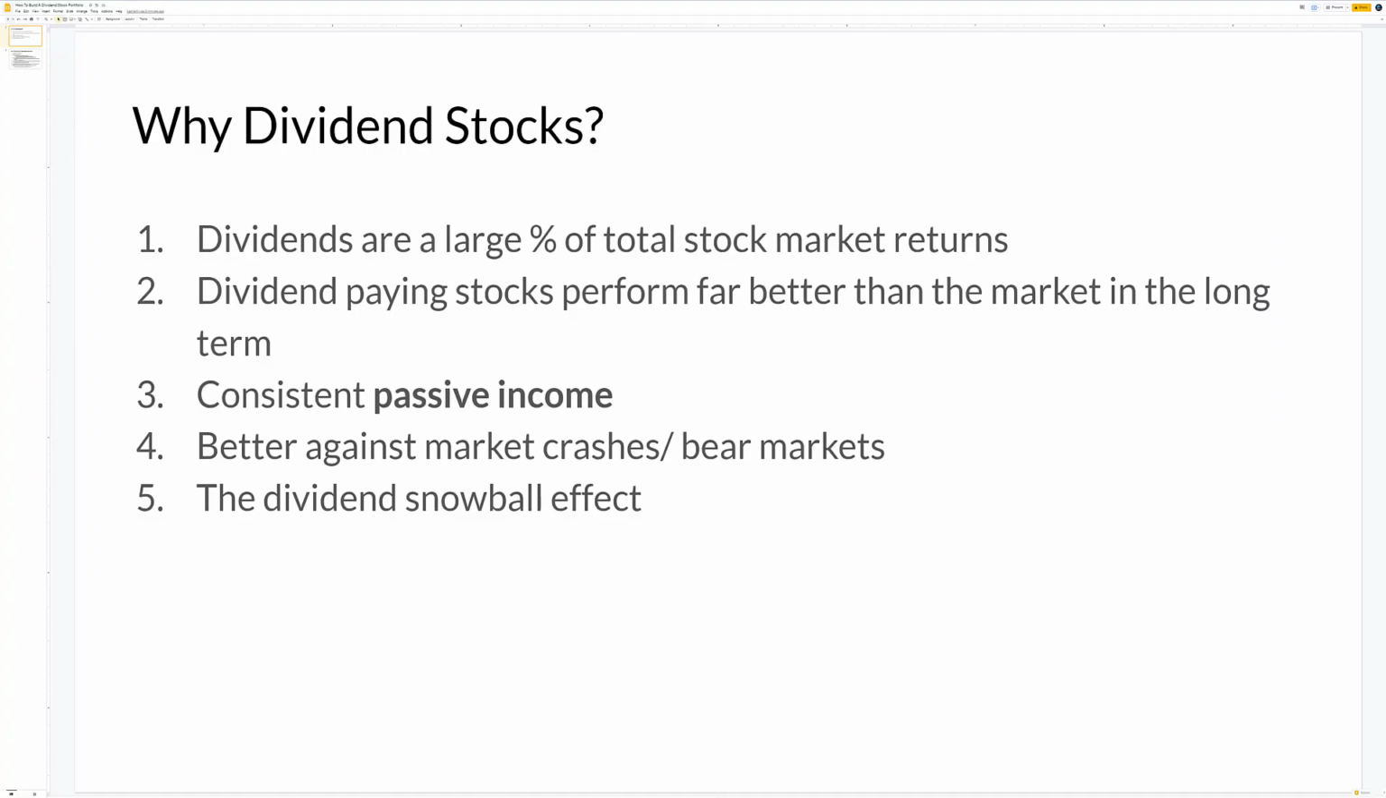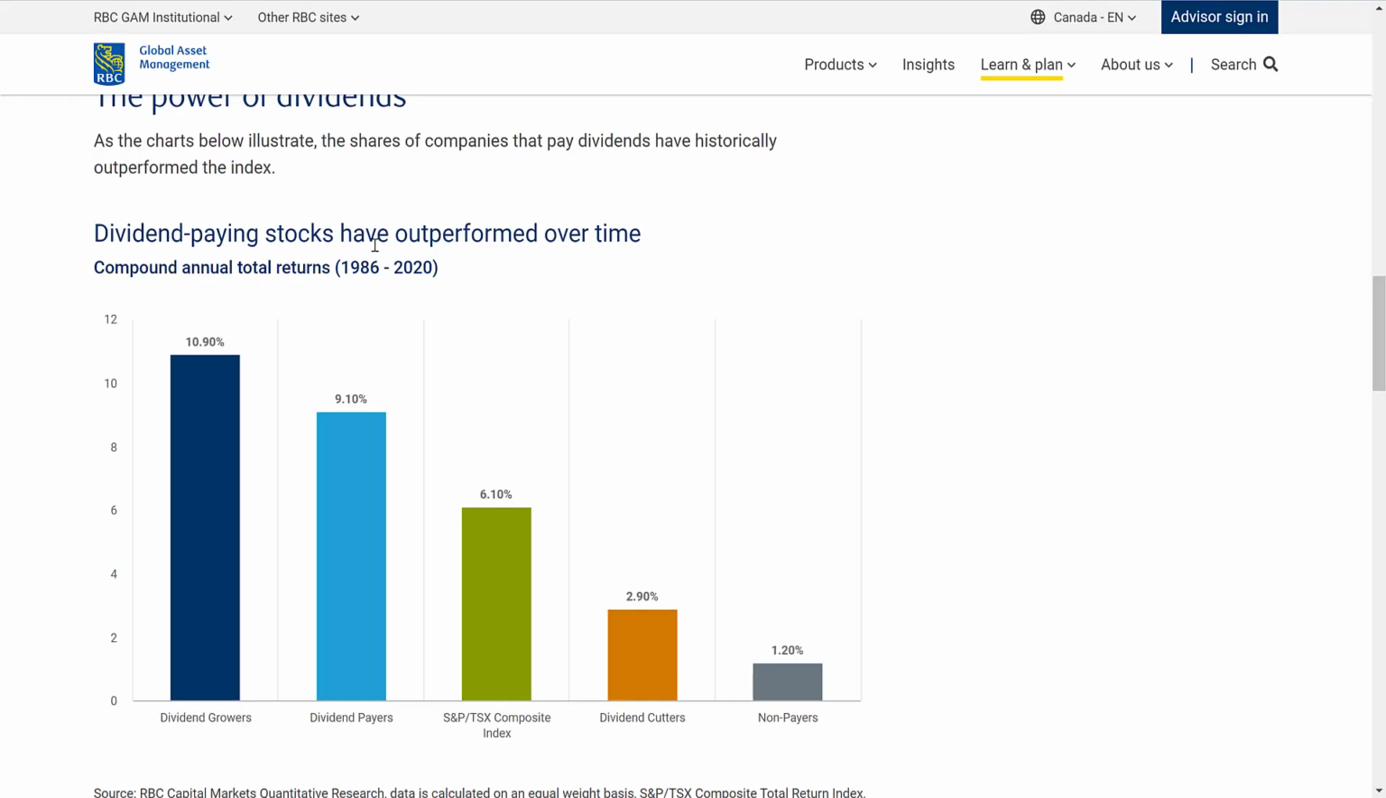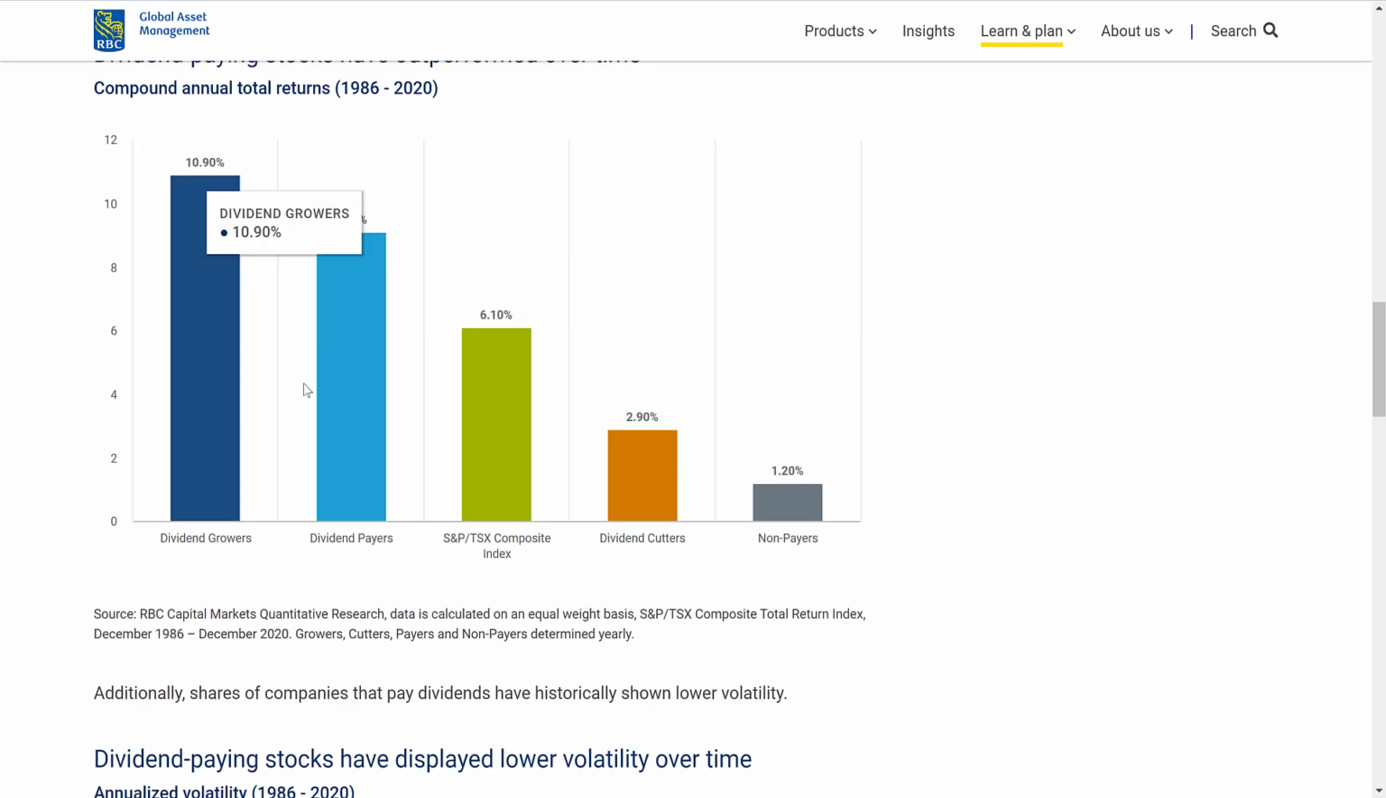Now, second off, dividend paying stocks perform far better than the market in the long term. Check this out. Dividend paying stocks have outperformed over time. Here are your dividend growers, and these are the companies where, let's say for example, you invest in a company that pays a 1% dividend yield. Well, this year they grow their dividend and now they pay a 1.5% dividend yield. And those are your dividend growers.